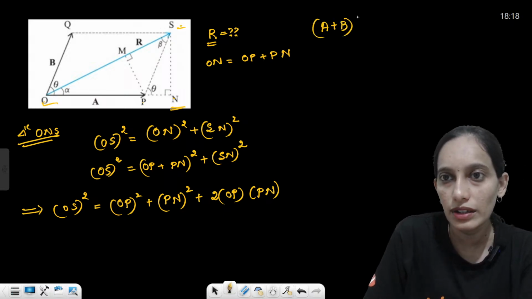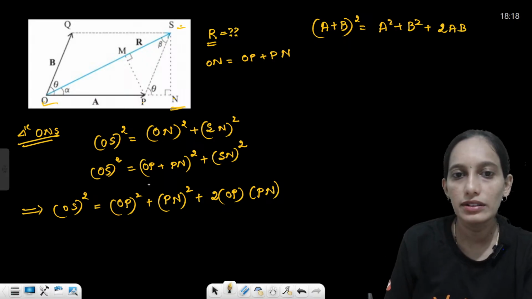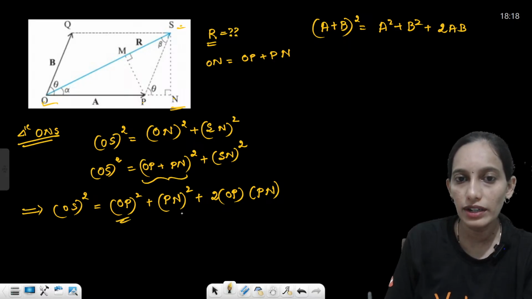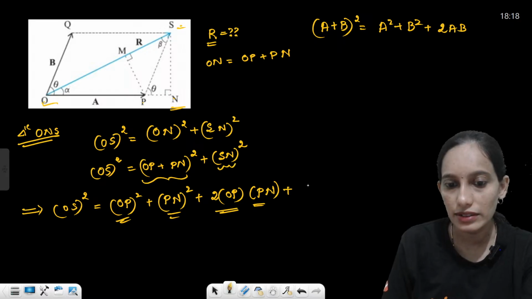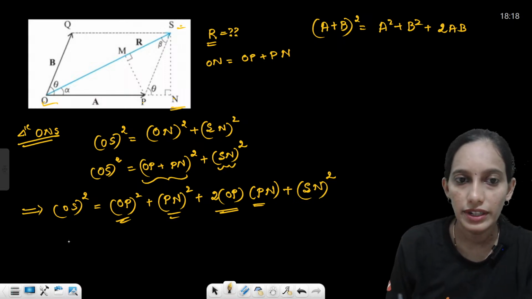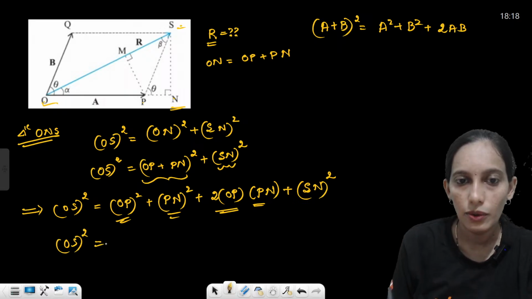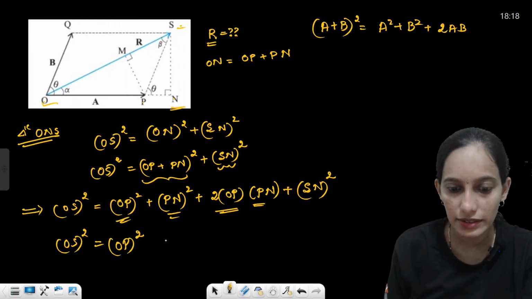The formula we have used is A plus B whole square is equal to A square plus B square plus 2AB. Using that, I have expanded OP plus PN whole square as OP square plus PN square plus 2 times OP into PN, plus this SN square as it is. Is that clear? Now let's regroup. Observing here, OS square is equal to OP square, which I'll keep as it is.